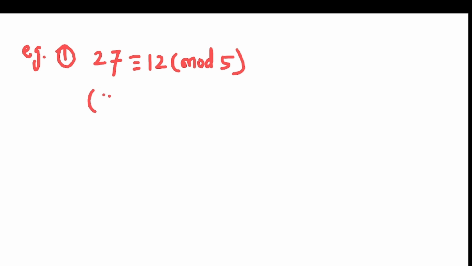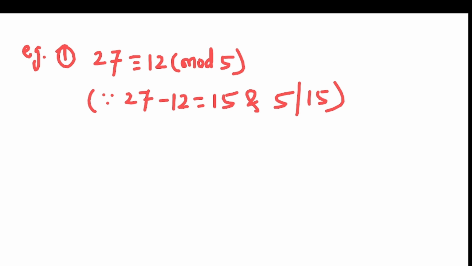Let's see some examples of congruence modulo n. Note that 27 is congruent to 12 modulo 5 because 27 minus 12 is 15 and 5 divides 15. So 5 divides 27 minus 12, and 27 is congruent to 12 modulo 5 by the definition of congruence. Let's see another example.